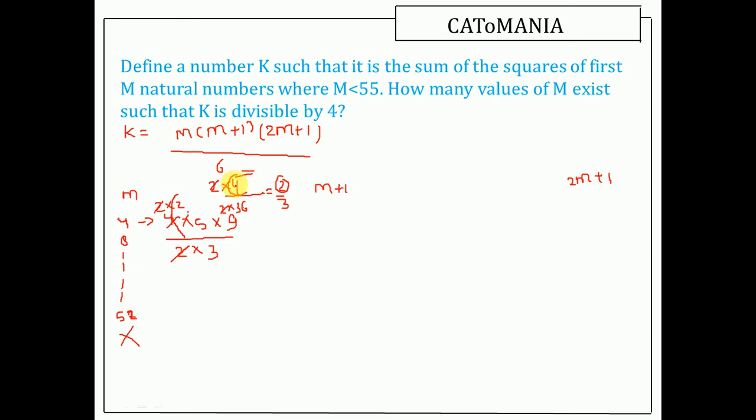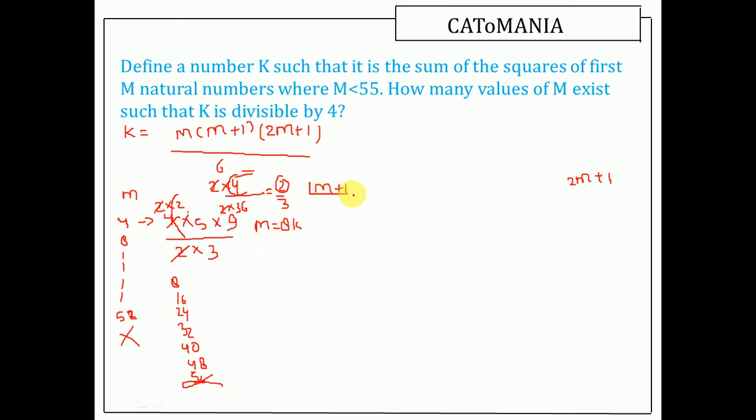Means we have to take m equals 8k, or m to be divisible by 8. Okay, so I think now you will be clear what the values of m will be. The values of m will be 8, 16, 24, 32, 40, 48. The next will be 56, and that is outside this limit.